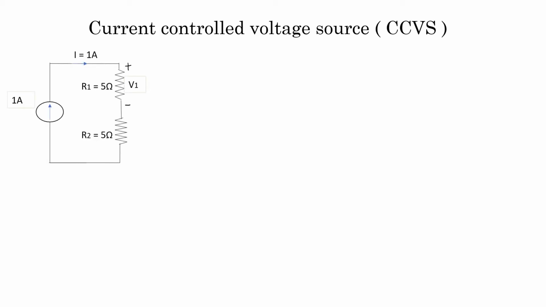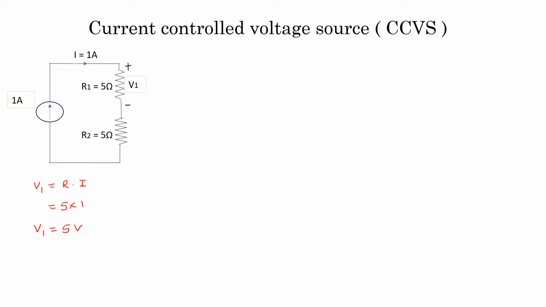The second type of dependent source is current controlled voltage source. See the diagram for this. Here it is shown a simple series circuit. The current source is shown of 1 ampere and that 1 ampere current is flowing through both the resistors R1 and R2. And if I want to calculate now V1, I will write it as R into I. In this case R is equal to 5 ohms and current flowing in the circuit is 1. So V1 is equal to 5 volt.